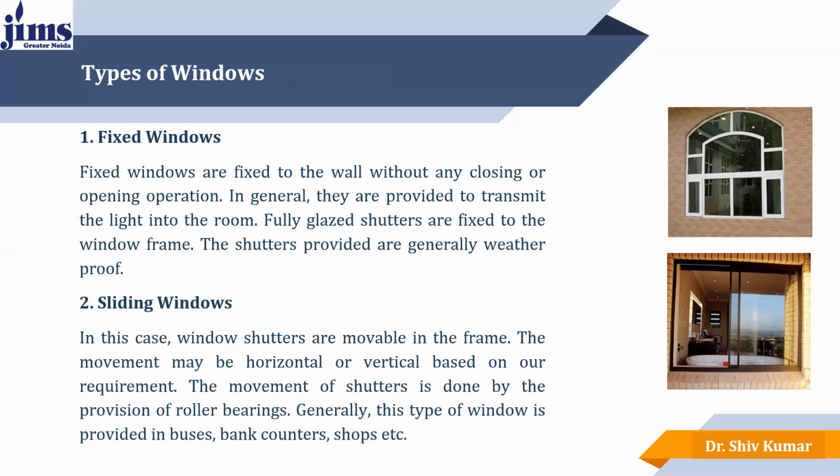Now, second is sliding windows. In this case, window shutters are movable in the frame. The movement may be horizontal or vertical depending upon the requirement. The movement of the shutter is done by providing roller bearings. Generally, this type of window is provided in buses, bank counters, shops, and nowadays it is also provided in college windows in classrooms.